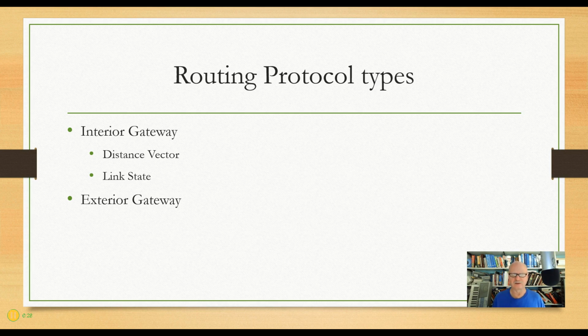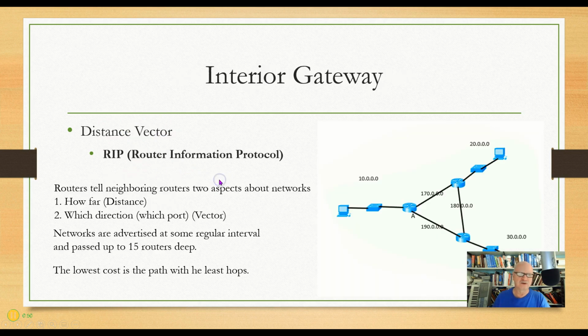Interior gateway protocols tend to be limited to small groups of routers. Exterior gateway protocols tend to be larger and can span a large number of these interior gateway types of systems. So within interior gateway we have two types: distance vector and link state. So let's delve into these. First of all, the interior gateway protocols.